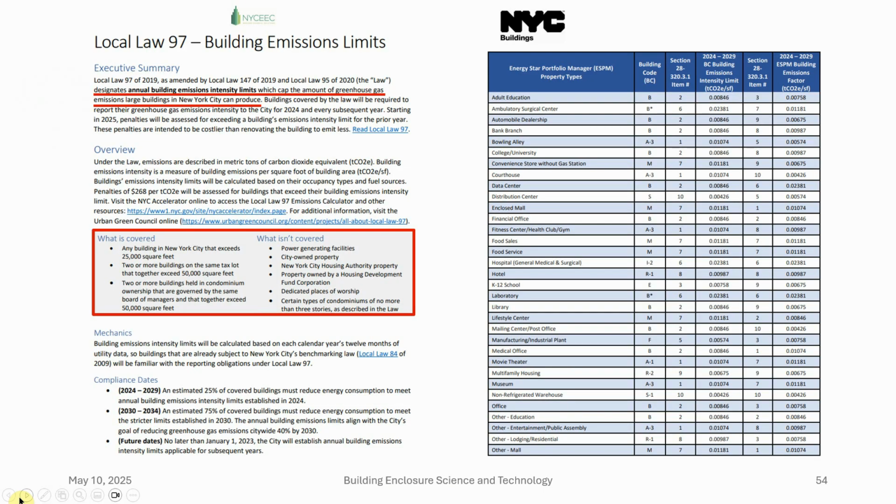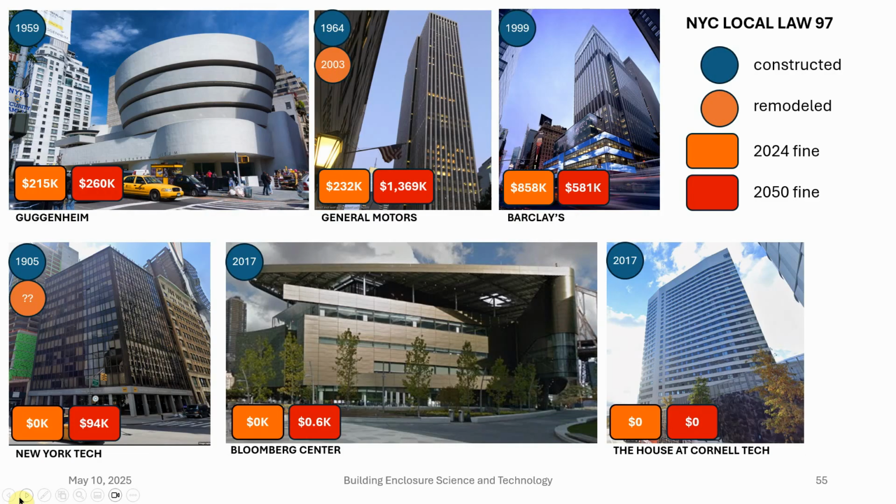In New York City, a law was passed. It was written in 2019 and just went into effect in 2024, called Local Law 97. It mandates that any building, with some exceptions, over 25,000 square feet, existing or new, needs to meet stringent carbon emission standards, and every 5 years it's going to be more stringent. And the penalty is money.